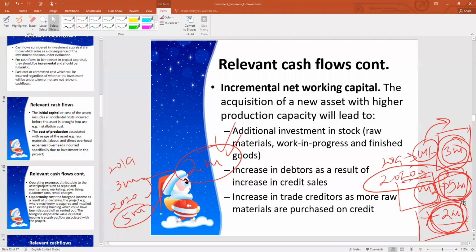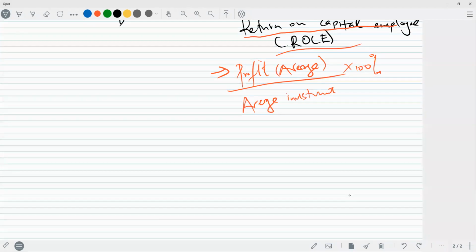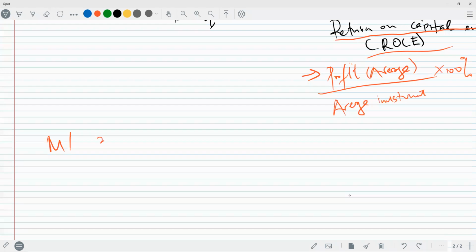Okay, let me just go back to initial capital. Because if it's a replacement question, we have machine 1 which we bought in 2019. We now want to buy machine 2. Allow me to have a better area for marking. Just to put it into context: machine 1 was bought in 2019 for a cost of 10 million. Now in the year 2020, we want to dispose of it because we are replacing it with a new machine, and if we sell it to the market, we are going to get 6 million.